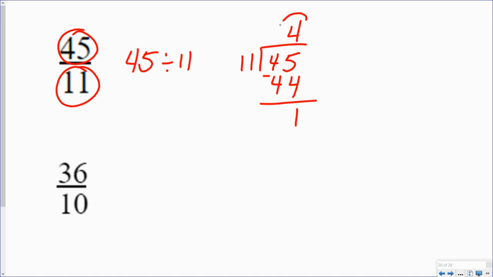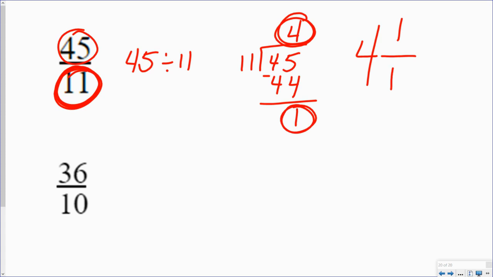So again, this is how many times it goes in there evenly, which would be 4. That's my whole number. This is what is left over, so that's my numerator over my original denominator, which is 11. So I have 4 and 1/11. Well, 1 and 11 don't have any numbers that go into them the same amount, so this is my simplified answer.